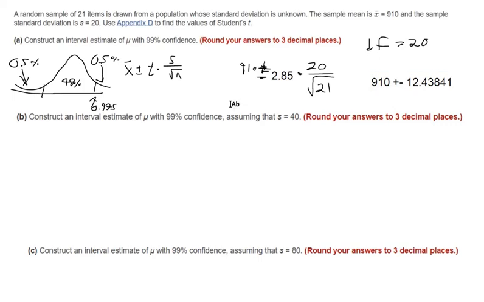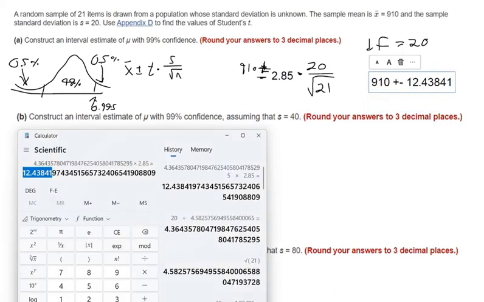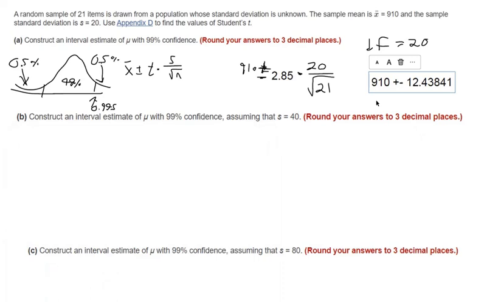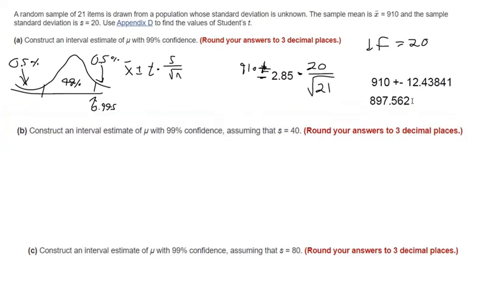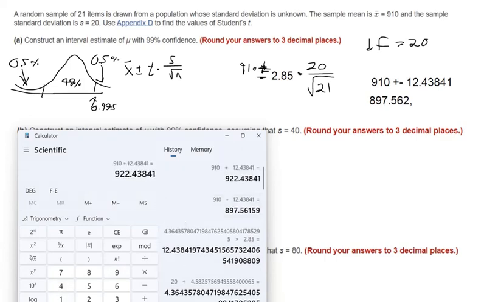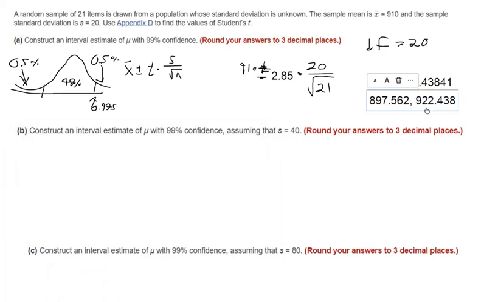Okay, so our two values for this confidence interval, just a reminder, you do this once for minus. They say 3 decimal places, so I'm going to round this one up to 2. And then once for plus. So to 3 decimal places, that would be 922. Those are the two values of the confidence interval.